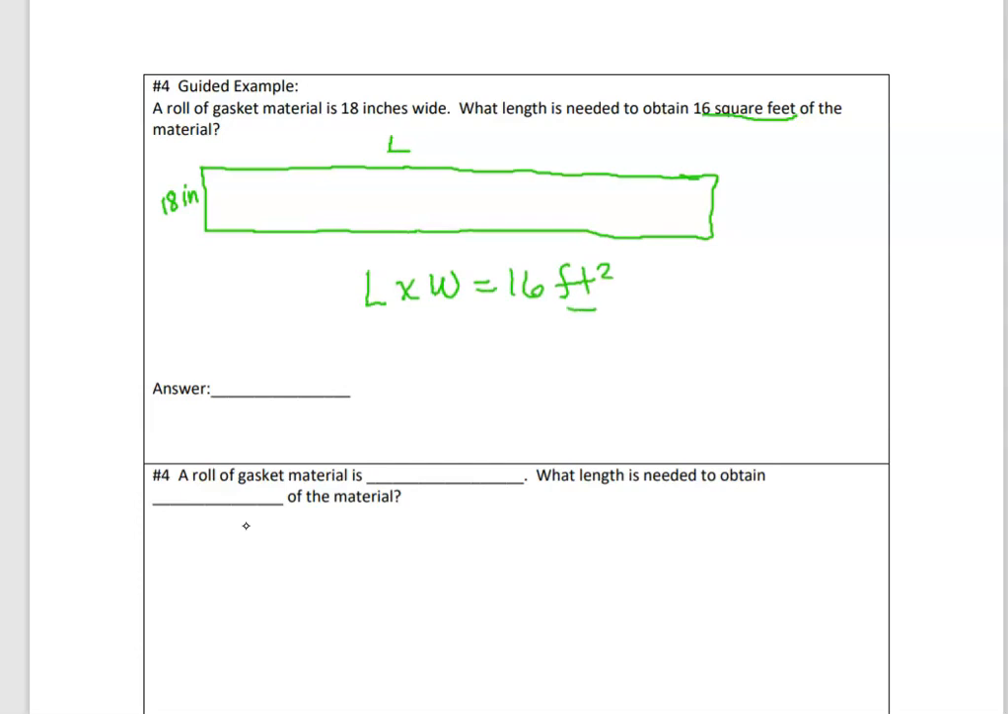So since this is in feet, I'm probably going to change this 18 inches into feet. So what I know is that there are 12 inches in a foot. So this would be enough to make 1 foot with 6 inches left over, and 6 inches would be half of a foot. So this 18 inches is really 1.5 feet. So I'm going to plug that right in here for the width, 1.5.